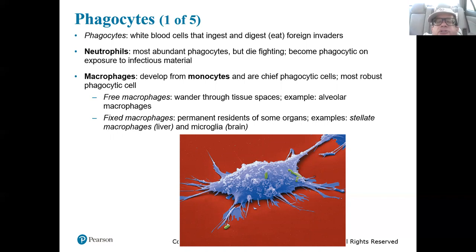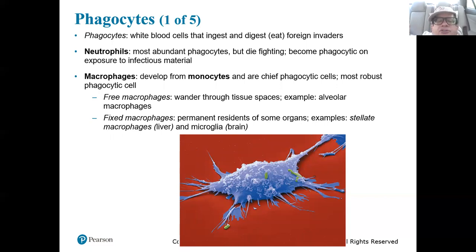Anyway, so neutrophils, super common. That's why they're first on the scene, because they're the most common. They're not real good at fighting, though. They're going to die fighting. And whenever they're activated, they will become phagocytes.